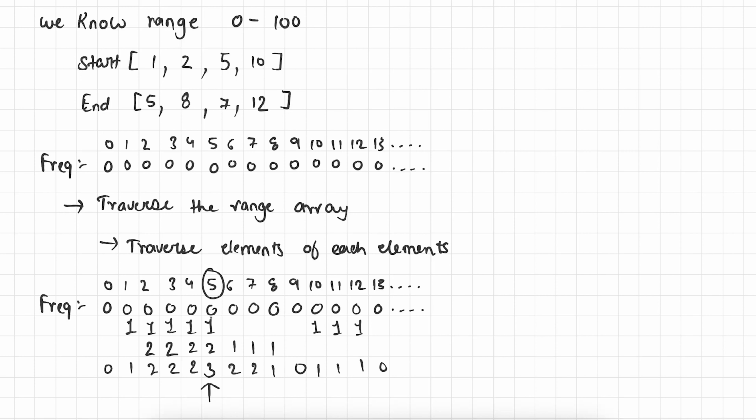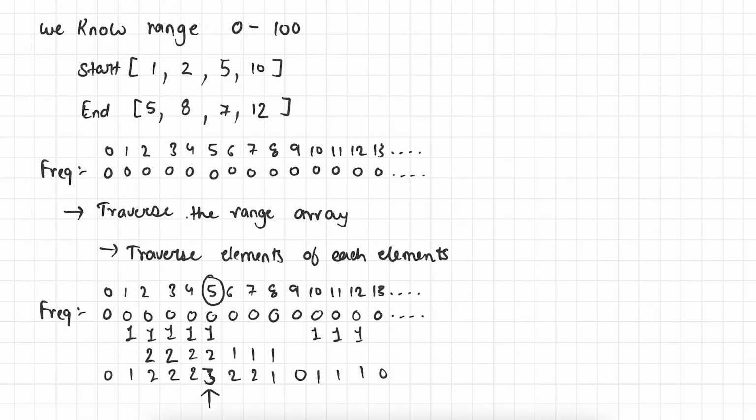And the most appearing element of all the ranges is 5, because the appearance of this element in all the ranges is maximum. So this is the basic approach to solve this problem. So do you see, guys, what is happening over here?